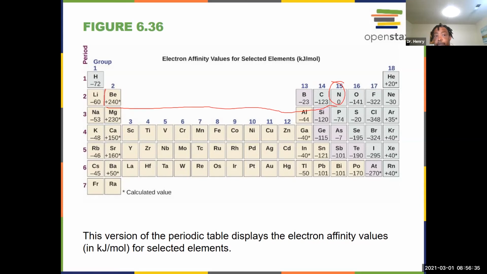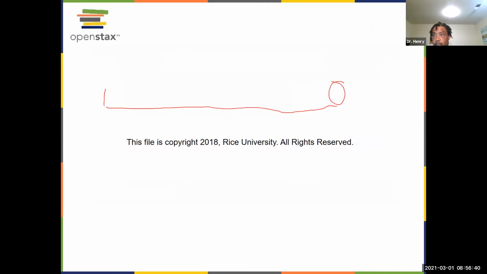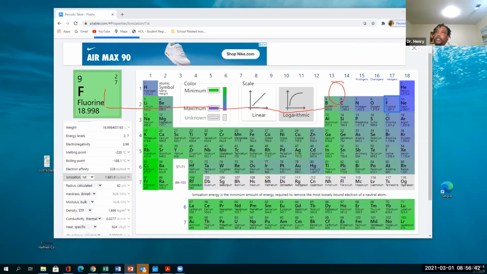Okay, so that's chapter 6. Chapter 6 was a long chapter. What are the things you're going to be expecting from chapter 6 for the exam component? What are the things you expect for the exam component for chapter 6? Electron configuration. Obviously electron configuration. Hund's rule.